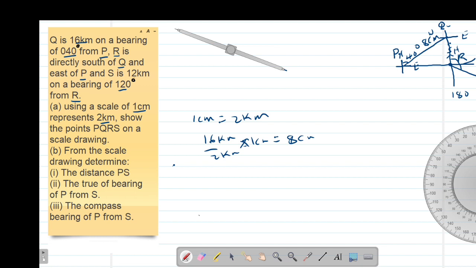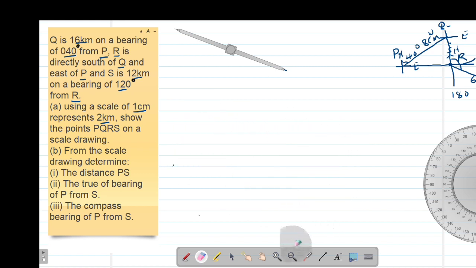Then the distance is 12 kilometers. So if 1 centimeter is 2 kilometers, what about our 12 kilometers? This will be 12 kilometers over 2 kilometers multiplied by 1 centimeter, which will give us 6 centimeters. So here we shall need to measure 6 centimeters. So that is our rough sketch.